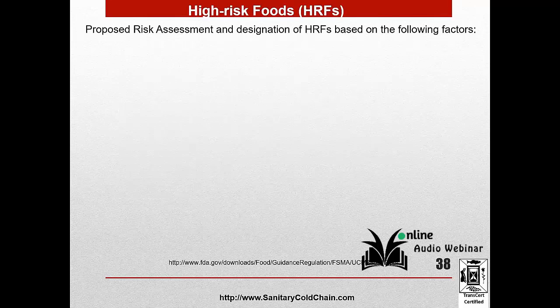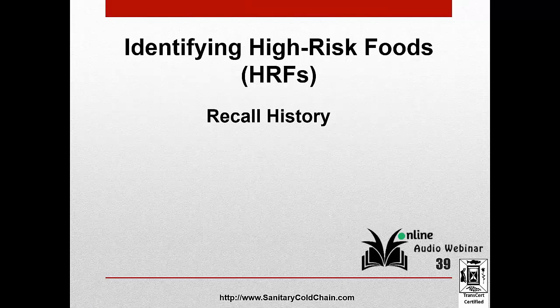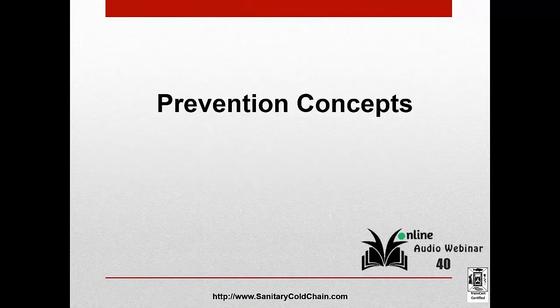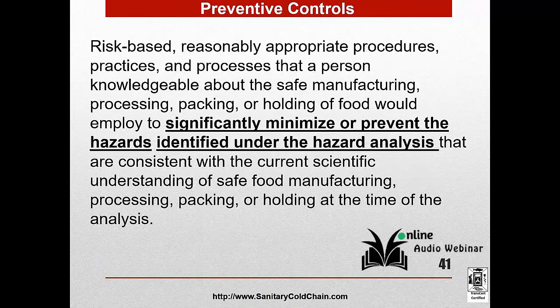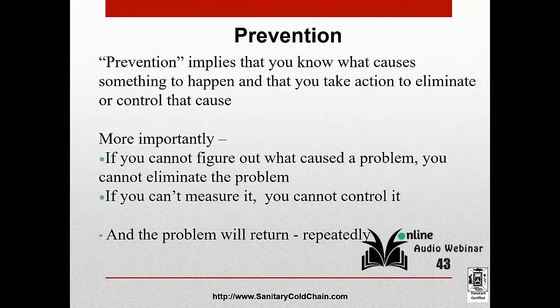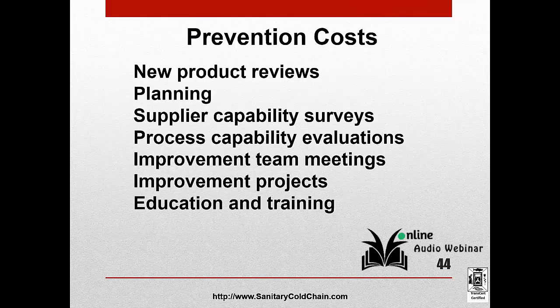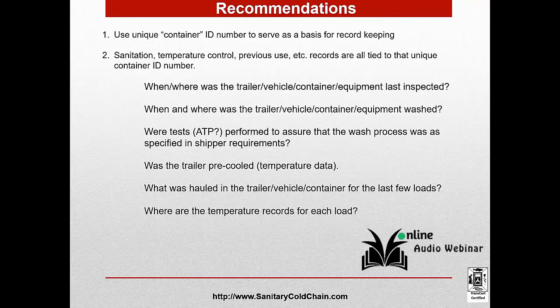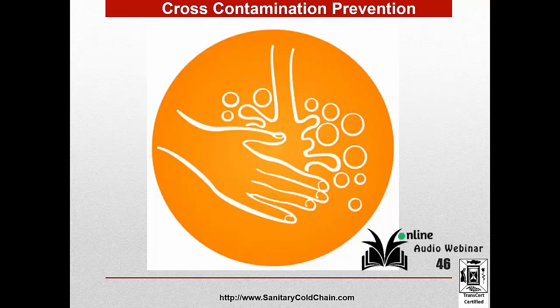Okay, I talked about high risk foods. Look at the recall history and go to Codex. Again, preventive concepts, risk-based, reasonably appropriate procedures, practices, and processes that a person knowledgeable would apply, and there's a difference between corrective action and preventive action. If the problem will return repeatedly, you haven't prevented it. Set up improvement projects and make sure people are educated and trained. What are the temperature records for each load? Last but not least, don't forget to wash your hands.